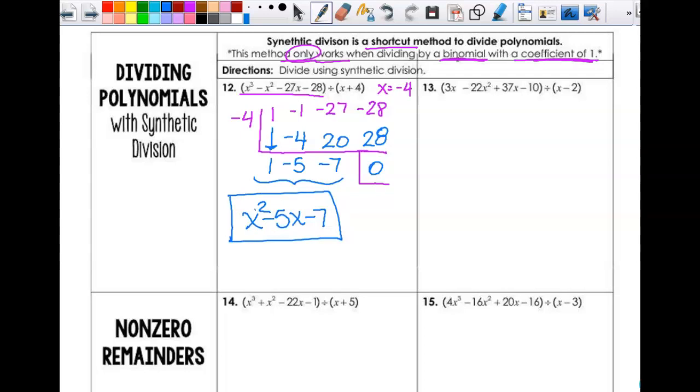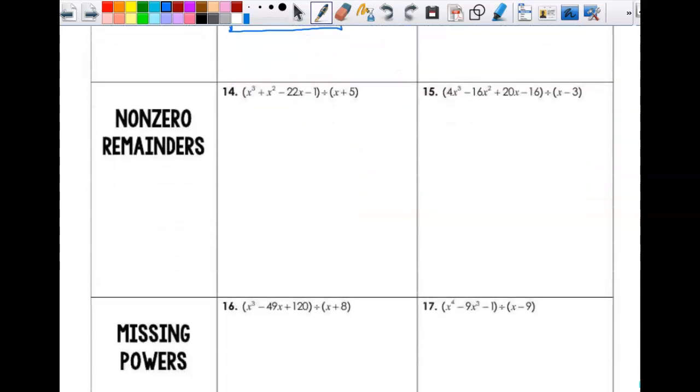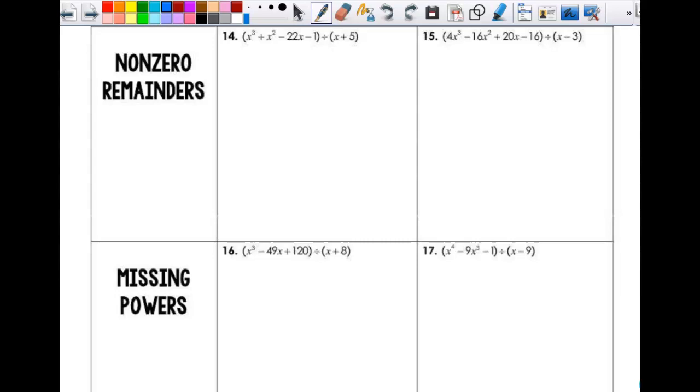All right, let's look at number 15 and see what happens when we don't get a 0 remainder. So again, this is x minus 3. That means I use x equals 3. So on the outside, I've got a 3. Make my little box here. I write in these coefficients. I've got 4, negative 16, 20, negative 16, like so.